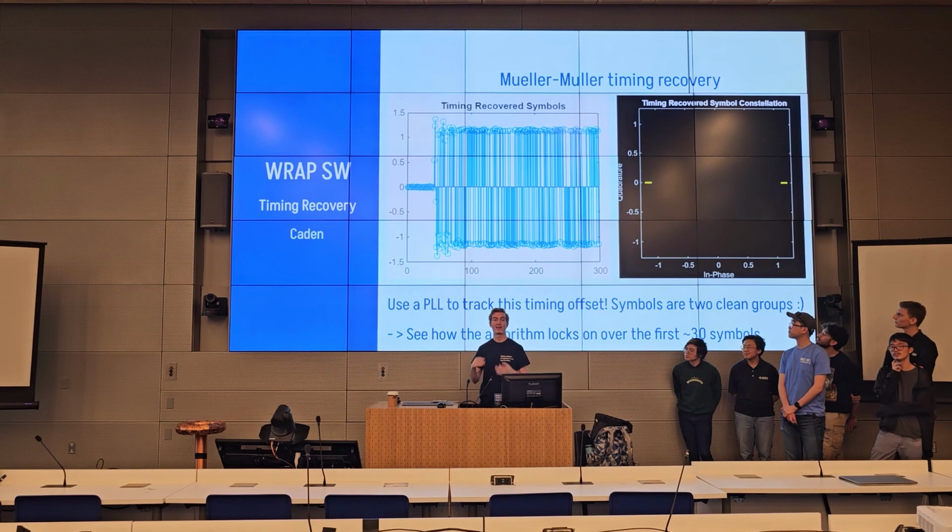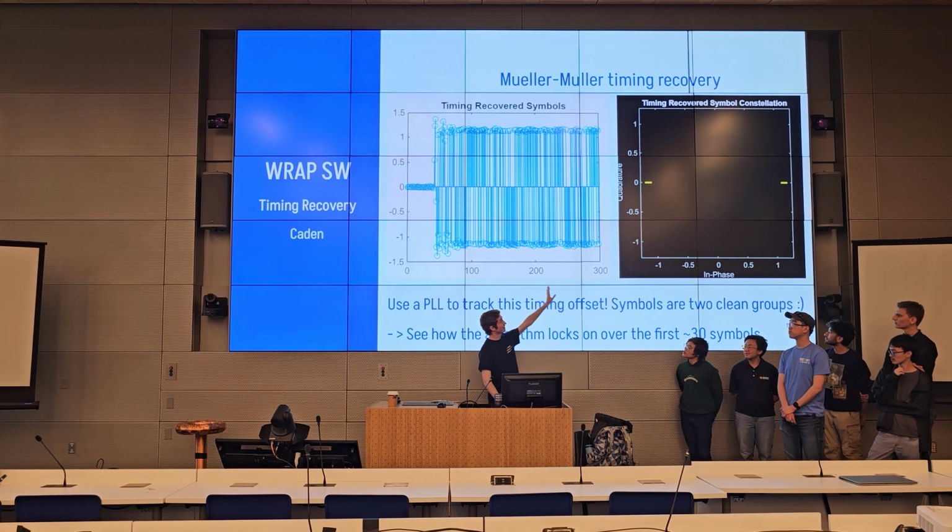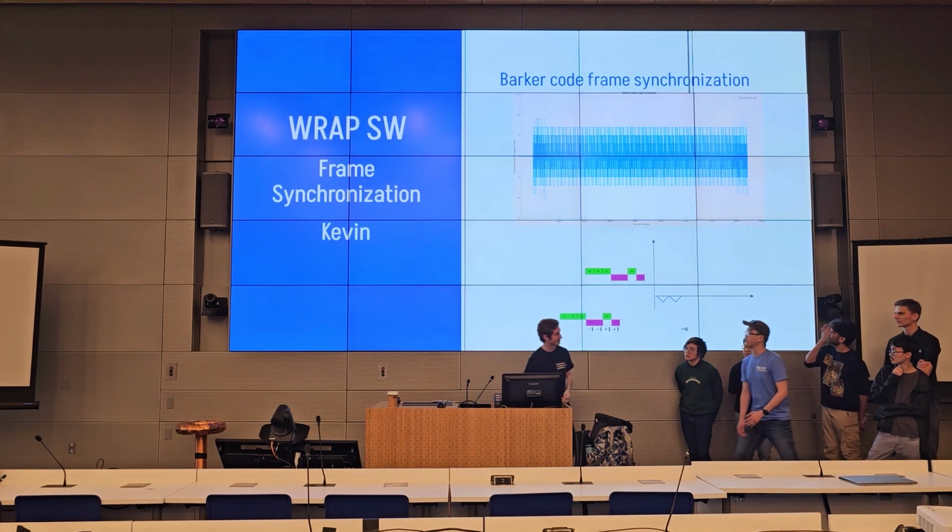However, we can implement a phase-locked loop algorithm to essentially catch and then track what that timing offset is. And if you see here, all these symbols are very cleanly separated, and we can draw a nice line to delineate a 1 or a 0 bit. I'll hand this on to Kevin.